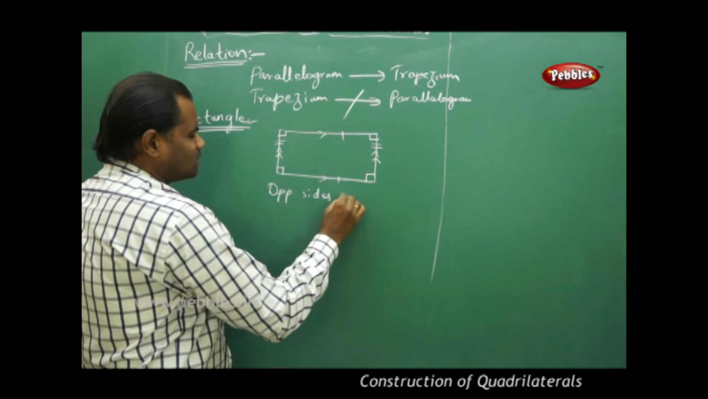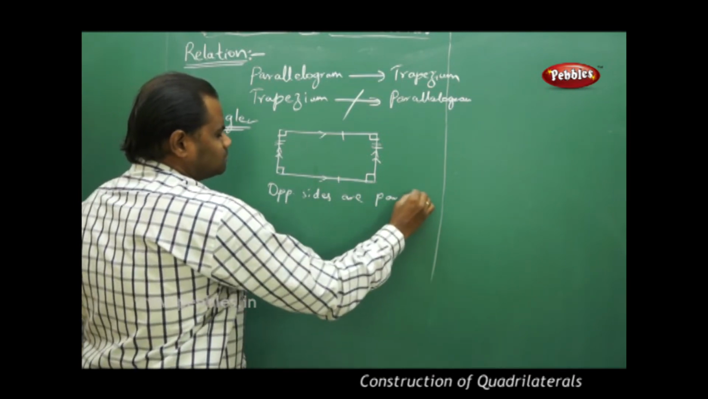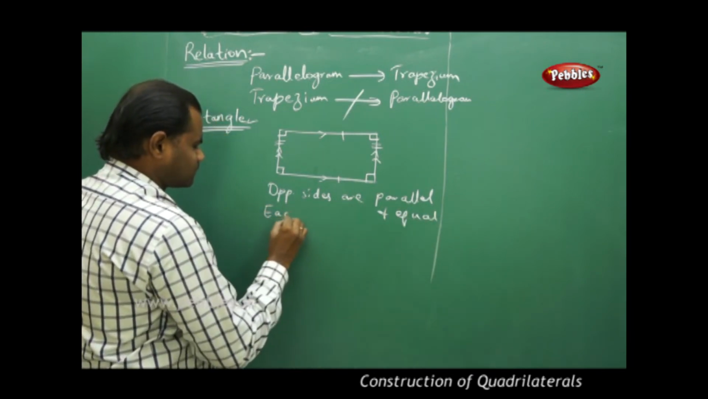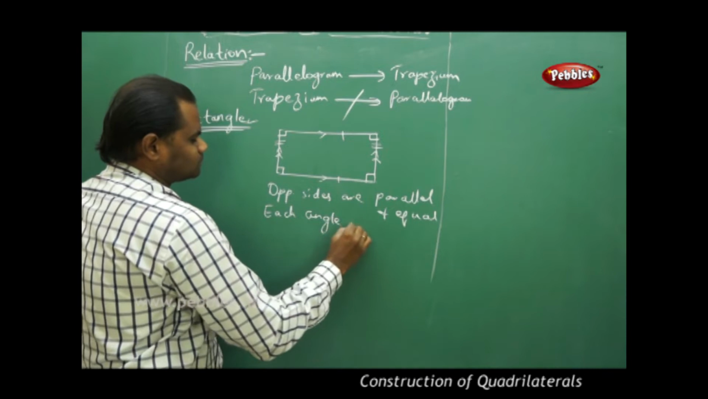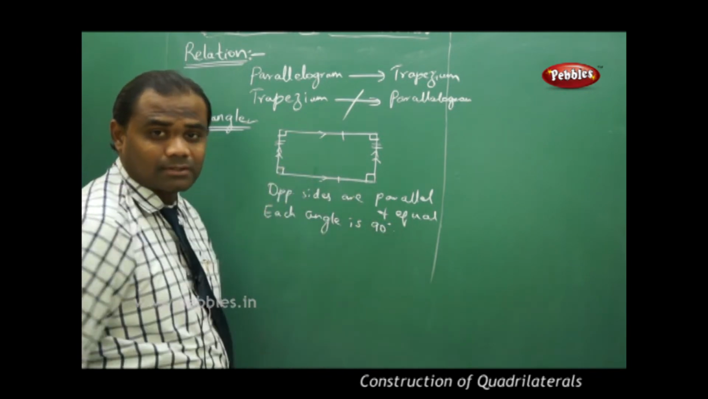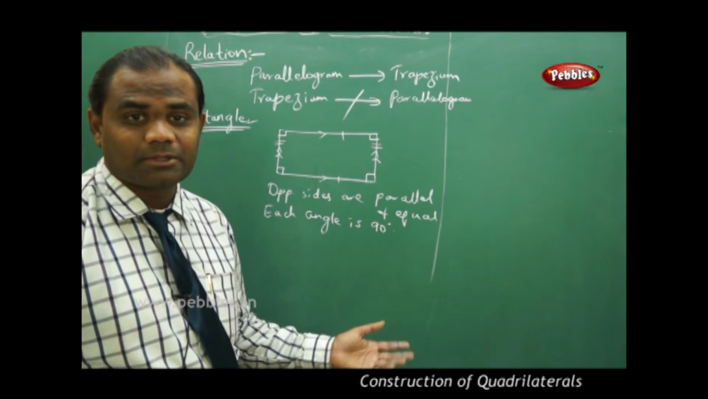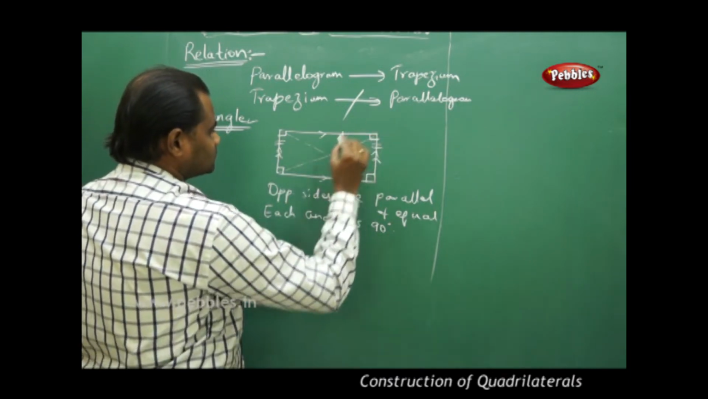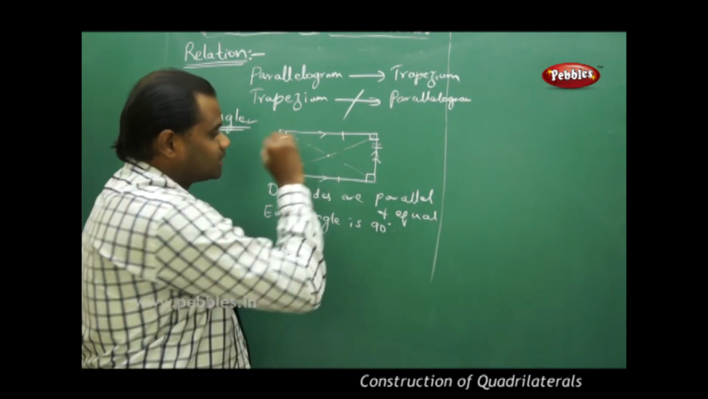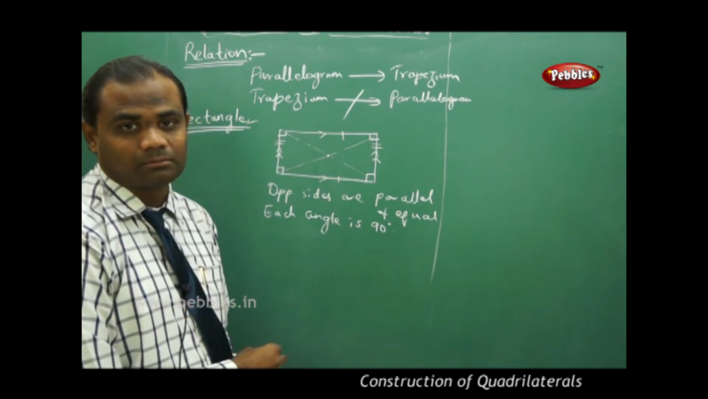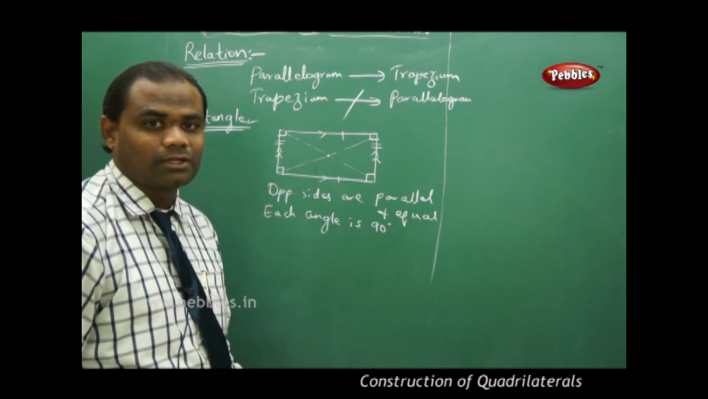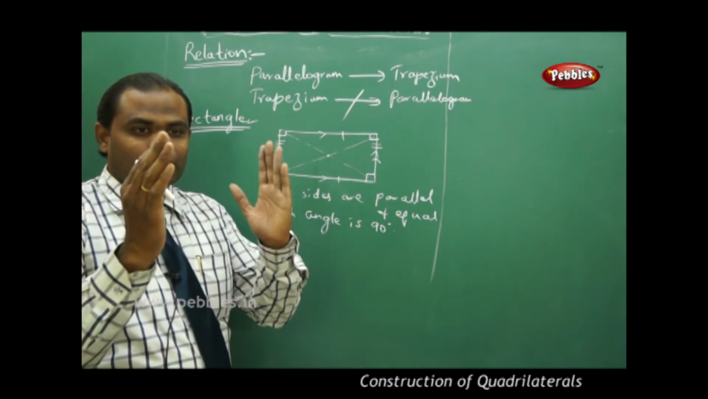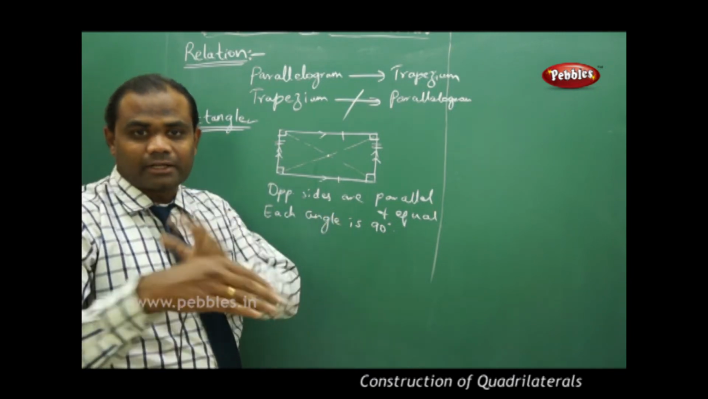Opposite sides are parallel and equal. Each angle is 90 degrees. Then what about the diagonals? What happens to the diagonals? Let's see. The diagonals of a rectangle will be equal and they bisect at the midpoint, same as in a parallelogram. But in a parallelogram, the diagonals are not equal, but in the case of a rectangle, the diagonals are equal. So when the parallelogram tends to make the diagonals equal, it tends to become a rectangle.